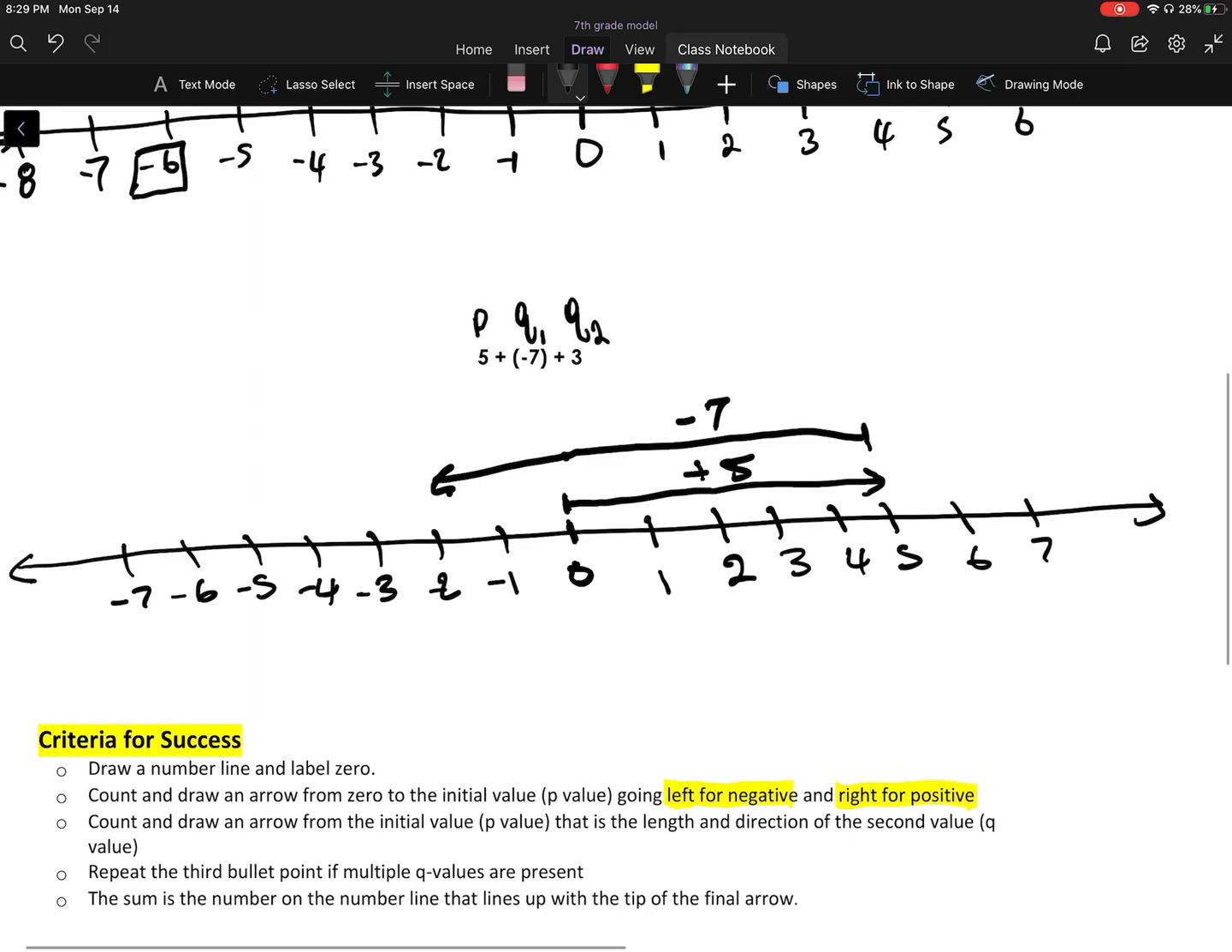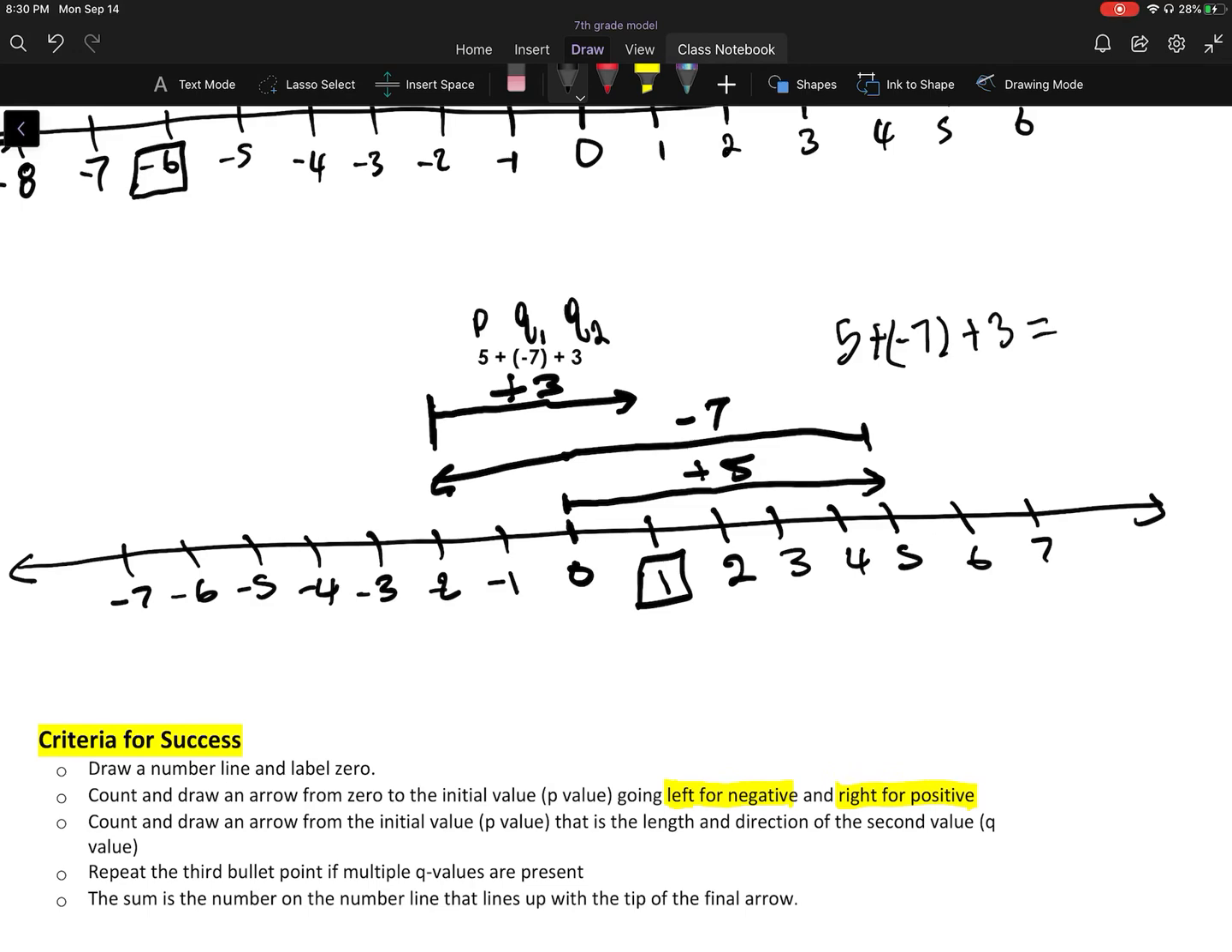Okay? So from -2 now, we're going to add the next Q that we have, which is 3. So 3 is a +3, so we're moving 3 units to the right. Okay? So -2, then we have -1, that's 1, 0, 2, and then 1, that is 3. So +3 right there, and our answer is 1. Okay? So this proves the conjecture again. So we have 5 plus -7 in parentheses plus 3 is equal to 1. Okay? That's how you use the number line to add integers.